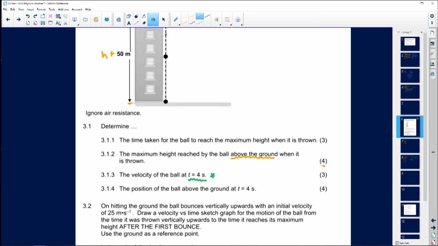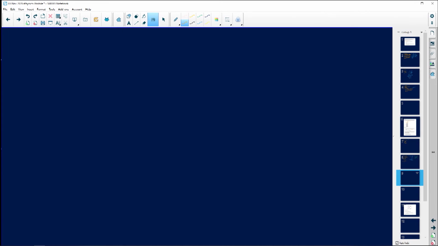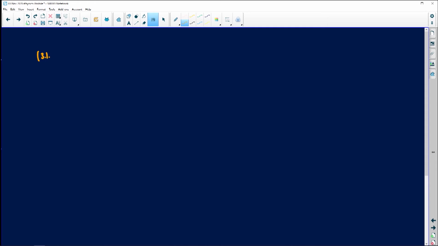They've just given you the time. So it's just as simple as that. So let's calculate that one. This will be 3.1.3. And then again, I'm going to show you various ways on how you could have gone about it.